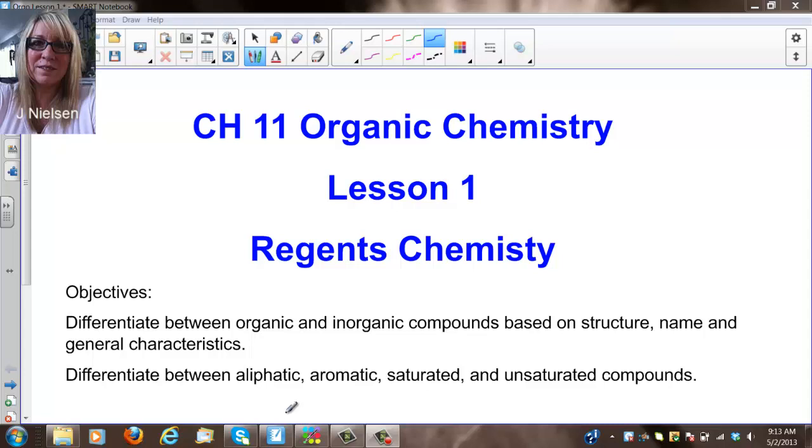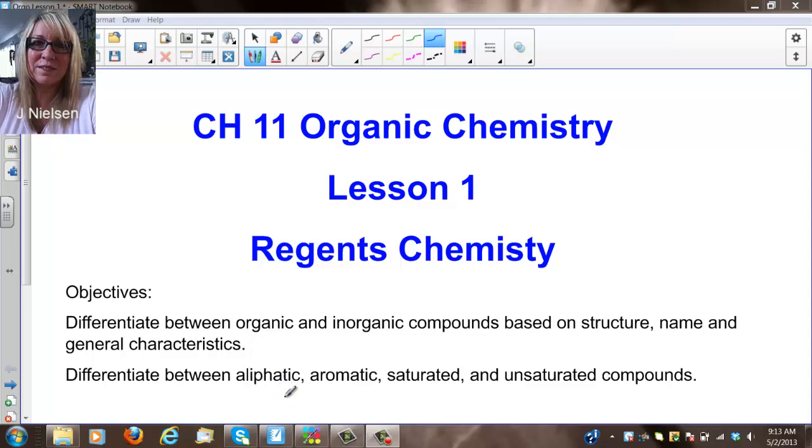Okay, this is Chapter 11, Organic Chemistry, Lesson 1. As I said in class, we're going to break organic chemistry into two smaller units. The first exam will cover characteristics of organic compounds, naming and writing organic compounds, and then the second exam will concentrate on the 7 organic reactions that you need to know.